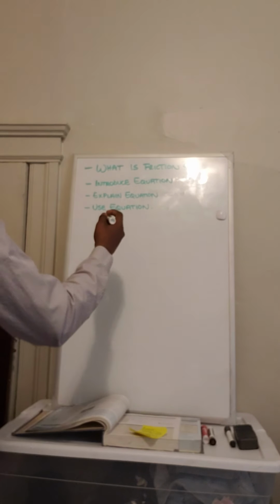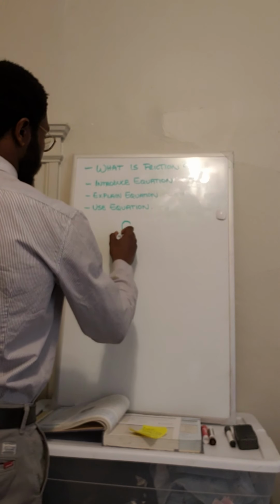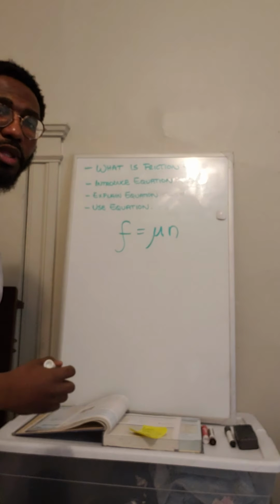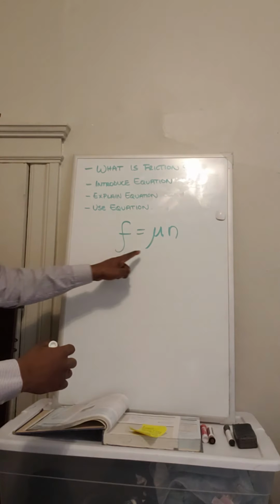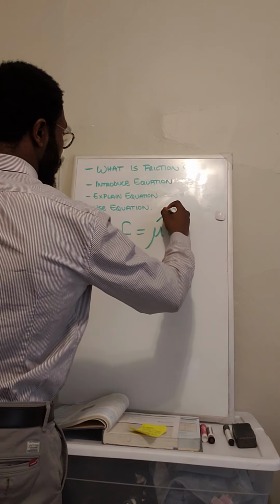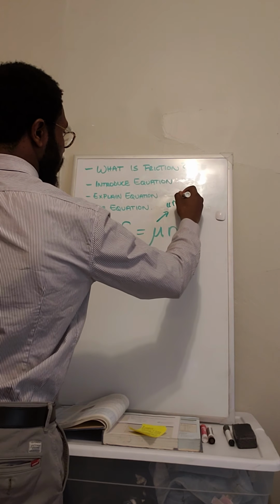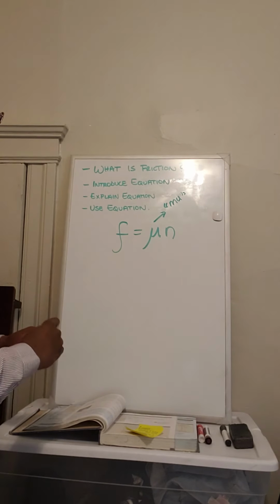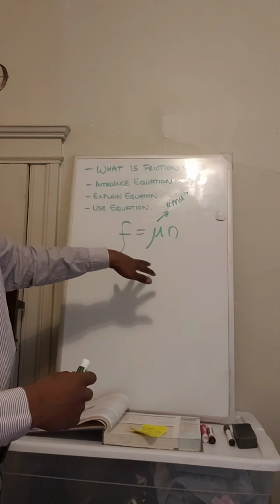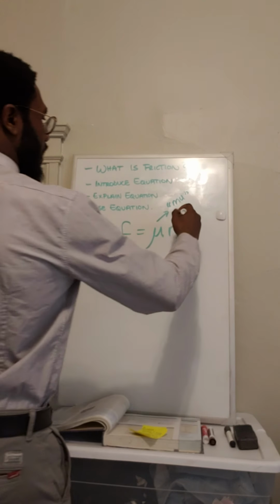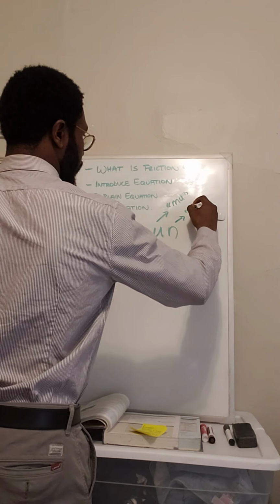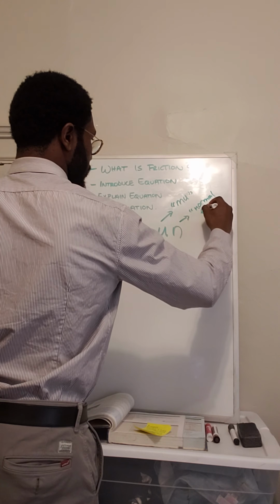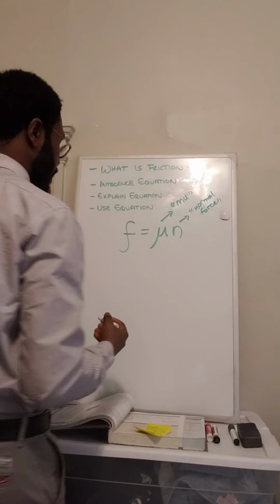We've seen this before, but the friction equation is F equals mu N. If you all can see that, F equals mu N. Now, mu is a Greek letter. Mu is how we would spell it, but it's a Greek letter, and we'll get into that a little later. And then N is what we call the normal force. So I'll write that down. And again, we'll explain that later too.